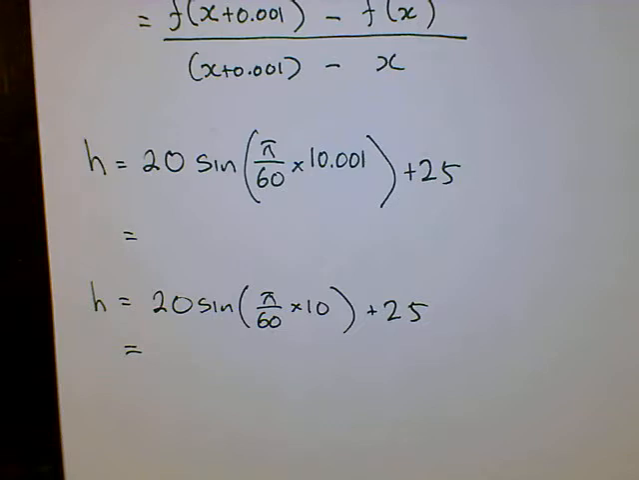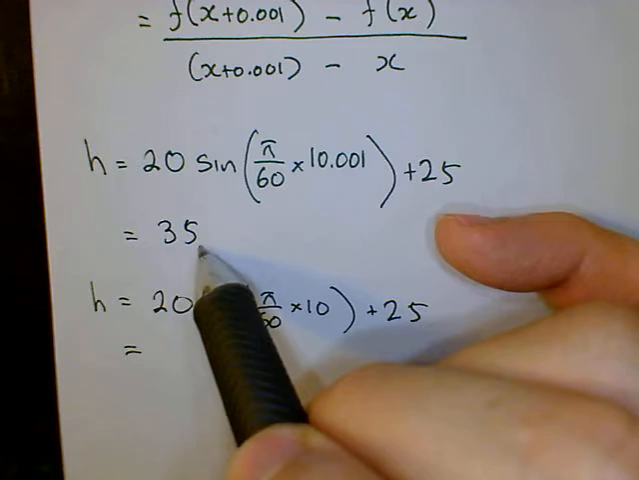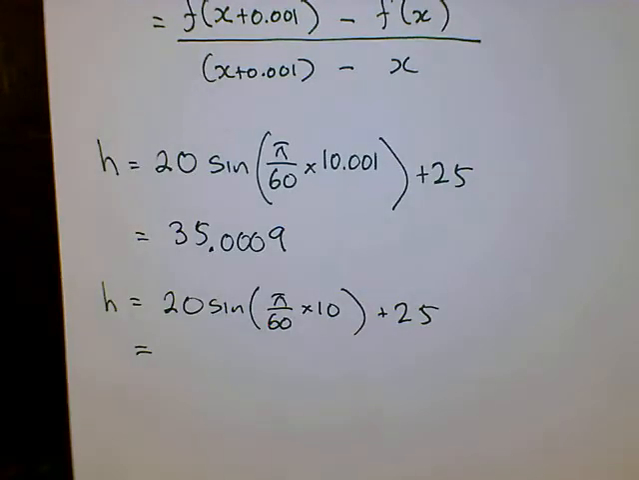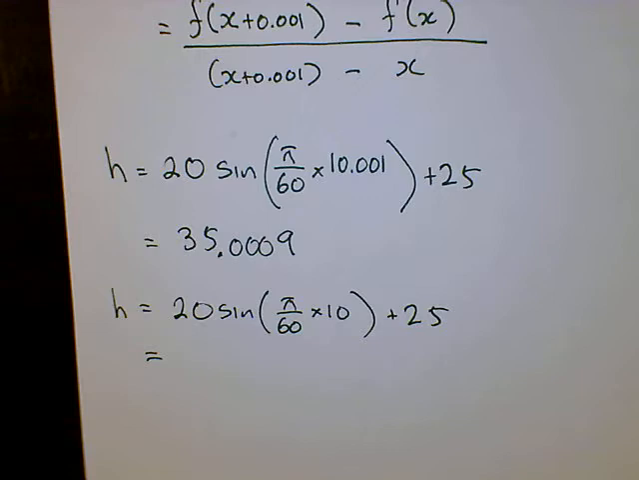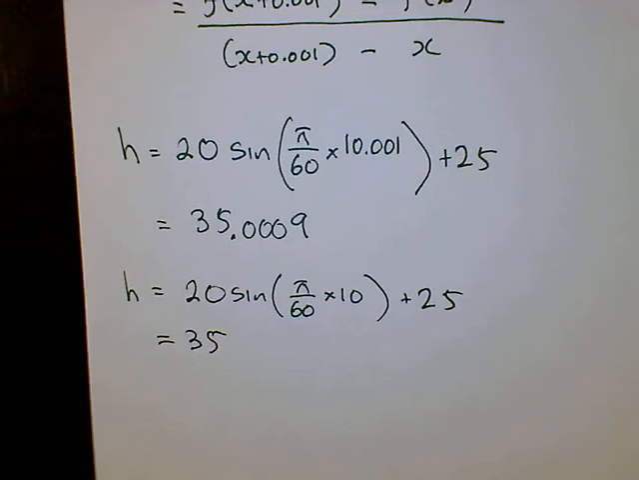Okay, pi divided by 60 times the value, sine of the answer times 20 plus 25. Okay, I am getting a height of 35.0009 at that exact moment. And then pi divided by 6 sine of that times 20 plus 25. I get 35 meters exactly at 10 seconds.